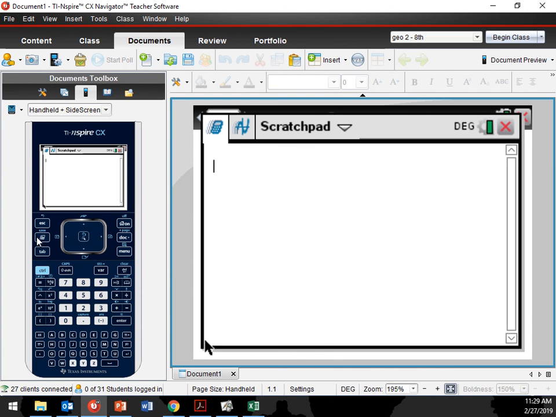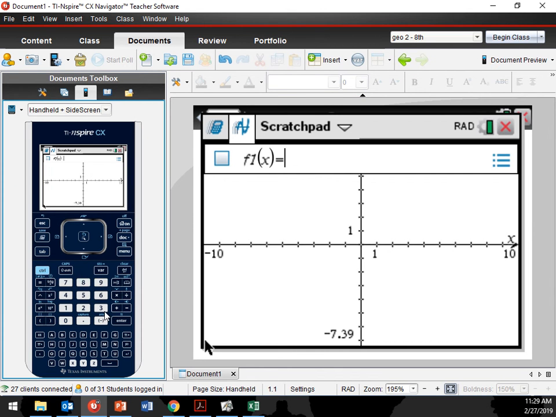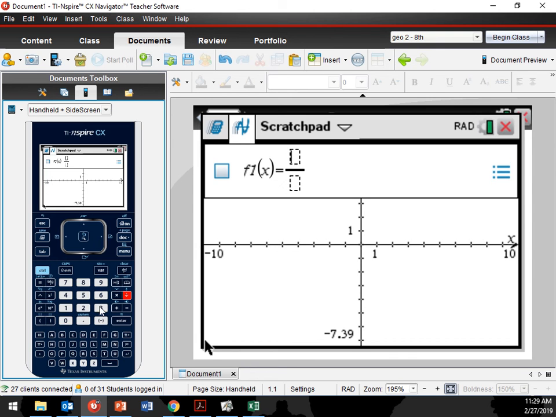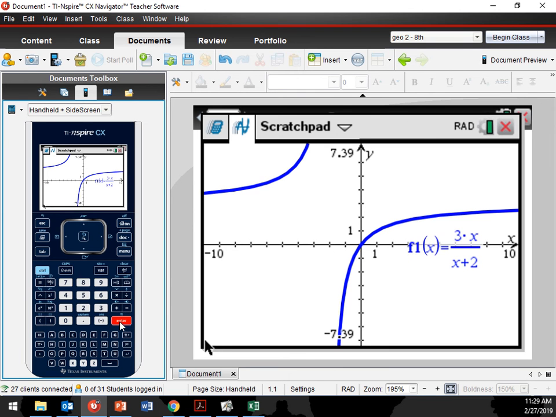So we are going to have, so it was 3 control divide 3x over x plus 2. Okay, so now from this point right here, it is going to be bounded right here on this one. It would be above for numbers over on this side. So it would be above here, and it would be below here.